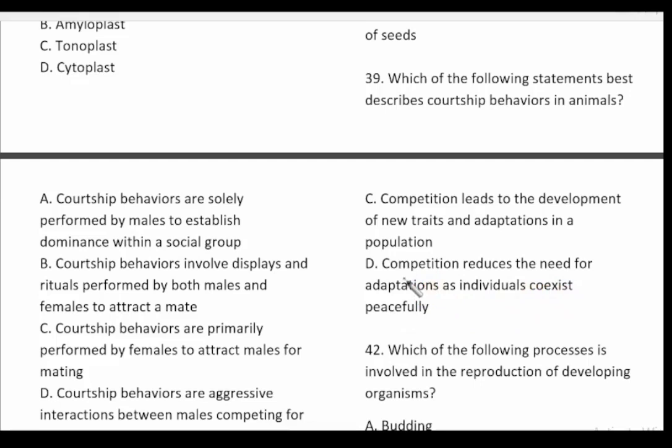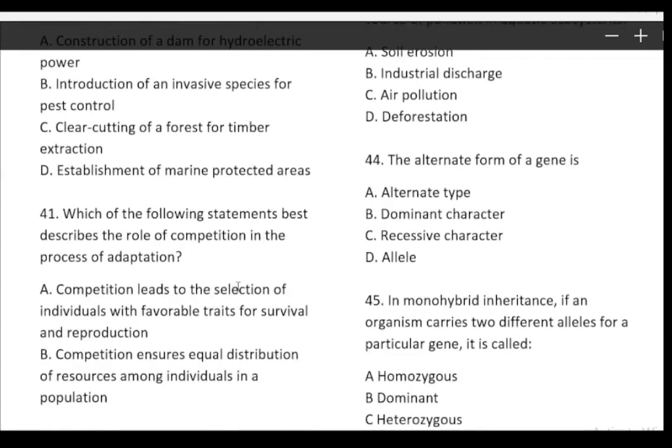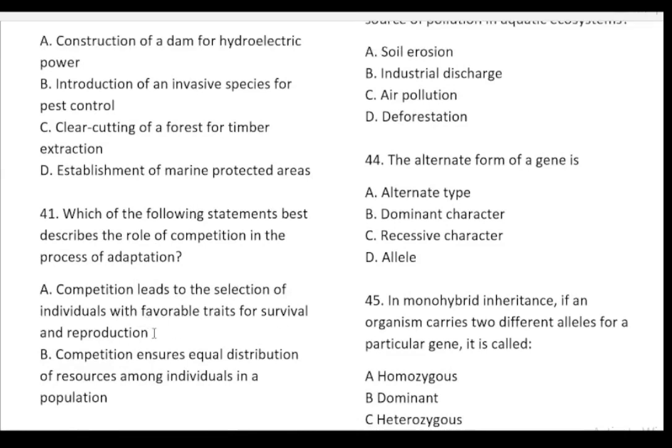Now, when we look at this particular question, the answer to question 41 is going to be option A. It says competition leads to the selection of individuals with favorable traits for survival and reproduction. In every environment where there is adaptation, particularly when organisms find it difficult to survive, there is going to be competition between organisms in that environment. And then we'll find survival of the fittest, where the ones that are more suited to that environment will survive, leaving out the ones that do not have the capability to survive. So it brings about selection of individuals with favorable traits for survival and reproduction. That is the answer to question 41, option A.